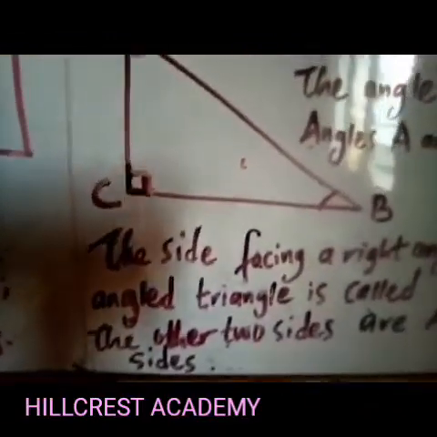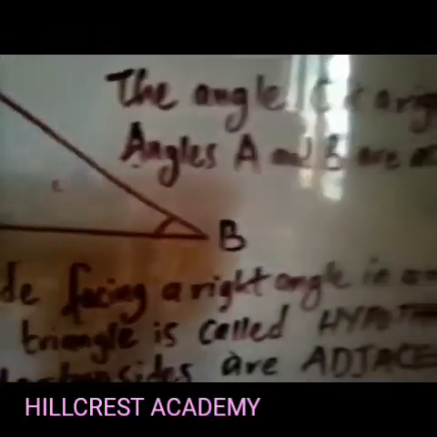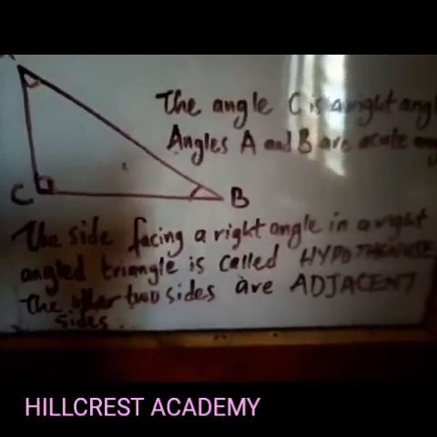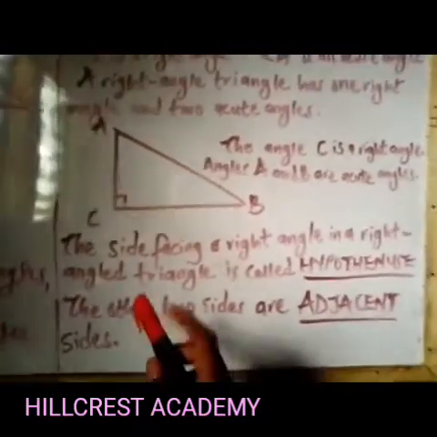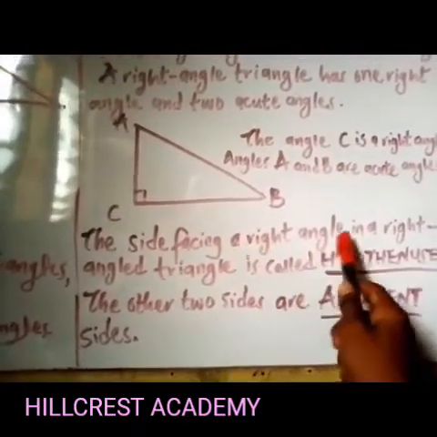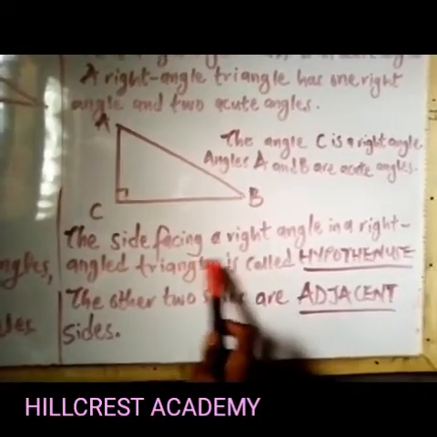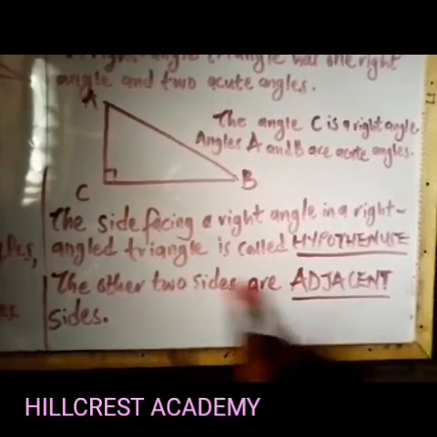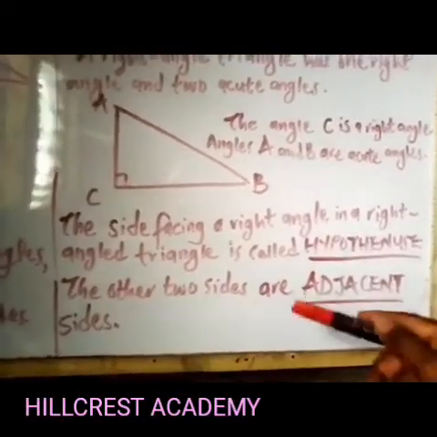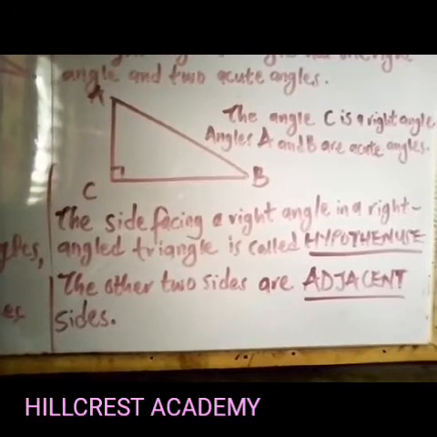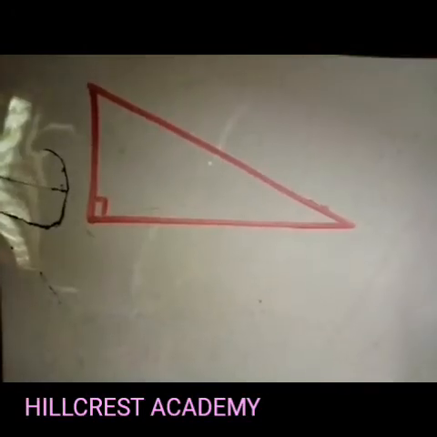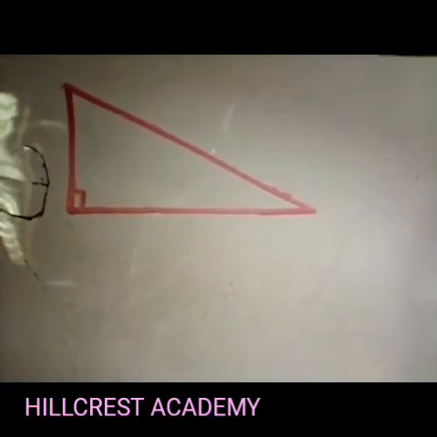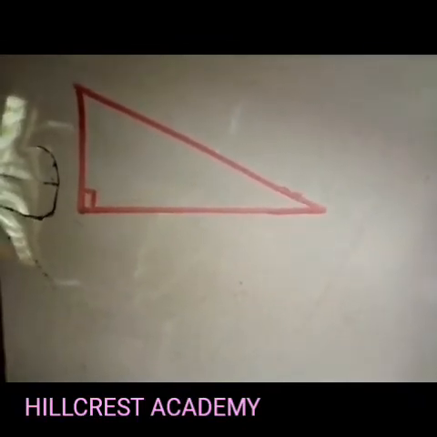It says the side facing a right angle in a right angled triangle is called the hypotenuse. The other two sides are adjacent sides. I'm going to erase the board now and explain what that means. Stick with me as we go. So this is a right angled triangle, we're sure of that. We're going to look at where the hypotenuse is and where the adjacent sides are.